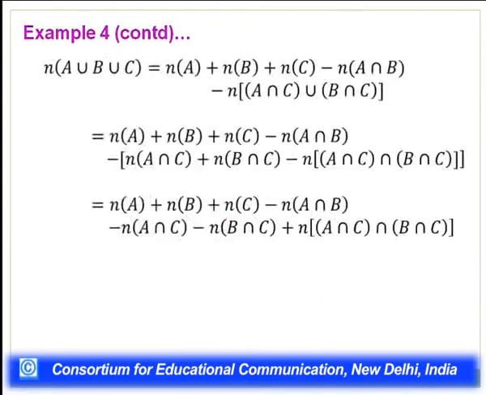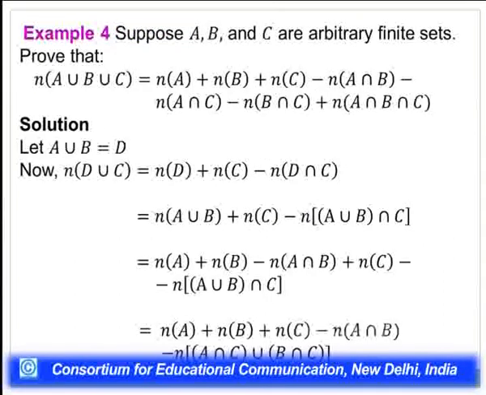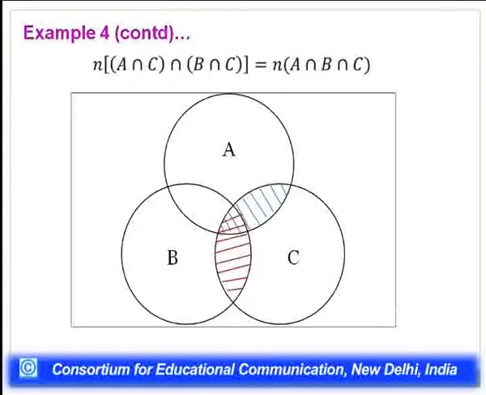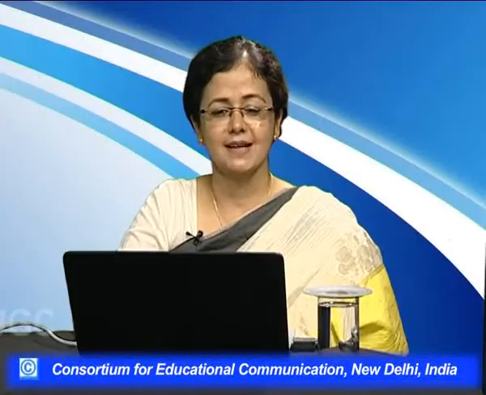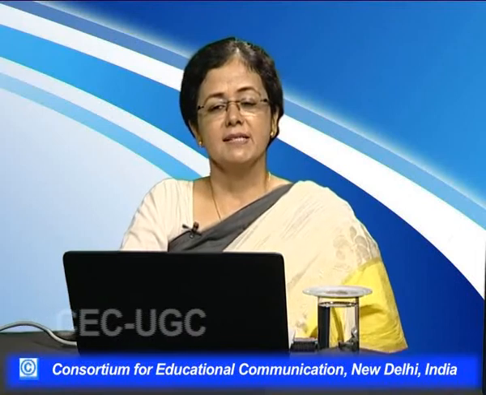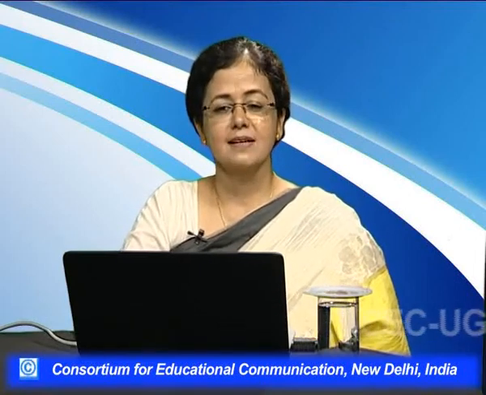So we have now finally proven that the number of elements in A union B union C is equal to the number of elements in A plus the number of elements in B plus the number of elements in C minus n of A intersection B minus n of A intersection C minus n of B intersection C plus n of A intersection B intersection C. So this is a little difficult to elaborate, but that's how it is. Anyway, so let's do one more example, and then we will call it a day as far as our examples are concerned.